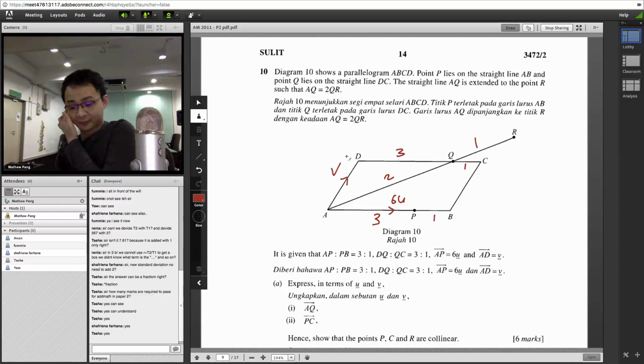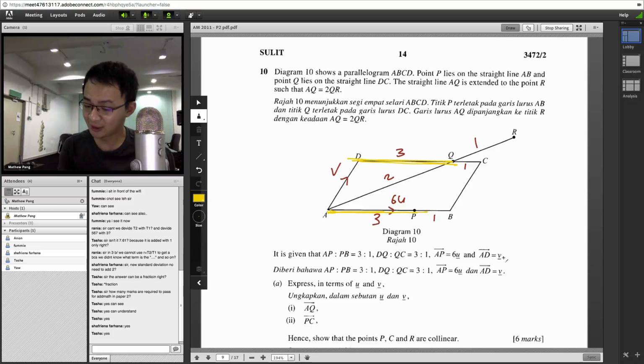Okay. Do the simple one. The first one asks you to find AQ. So AQ, since the ratio is the same, the first thing you have to understand over here is that AP is exactly the same as DQ, because they are parallelogram, they are parallel, and the ratio is 3 to 1, 3 to 1, so it's the same. So that means I know that this is 6U also.